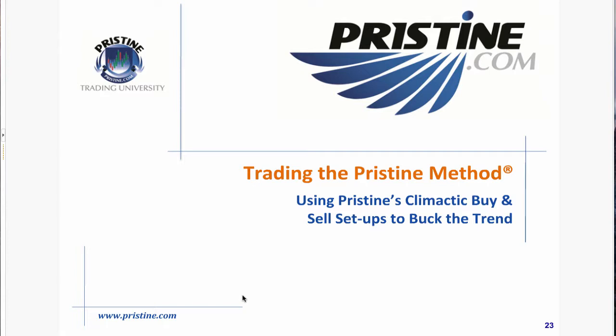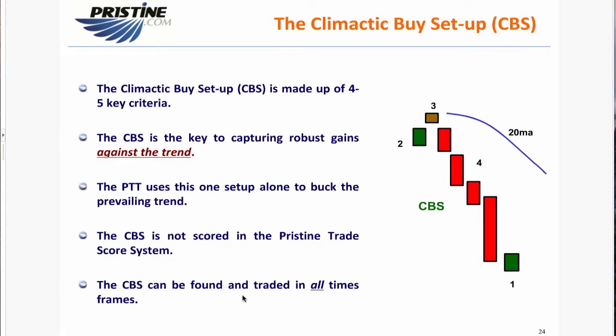Okay, so let's talk about the climactic buy and sell setups. We've already alluded to them on several different occasions, so it's not a foreign concept that we're now introducing. But let's really dive into the details of what it is you're looking for and what you want to see here. The climactic buy setup is made up of 4 to 5, even maybe 6, key pieces of criteria. And it is the key to capturing gains against the trend.